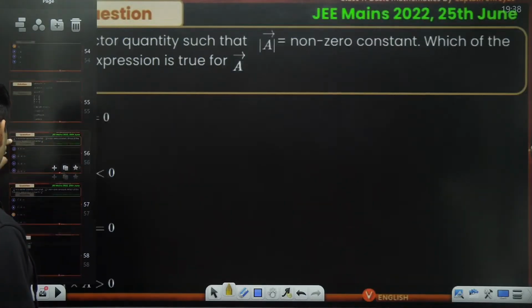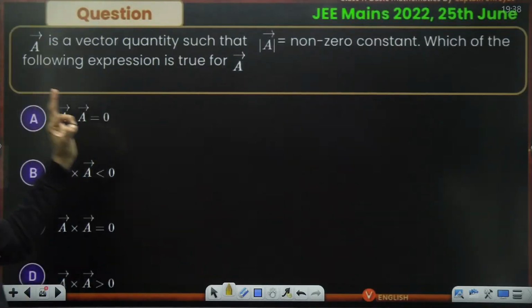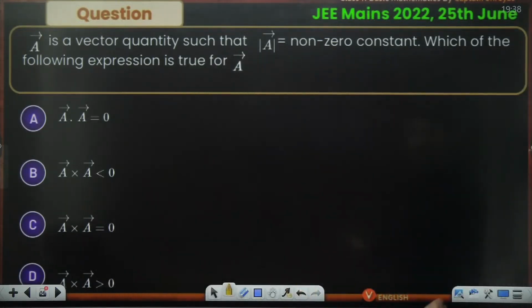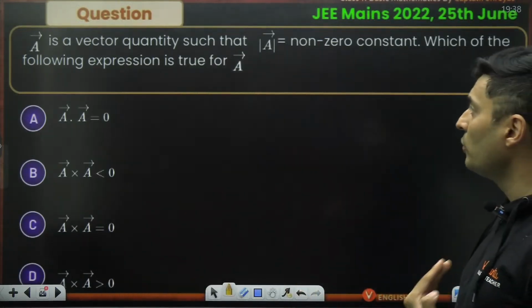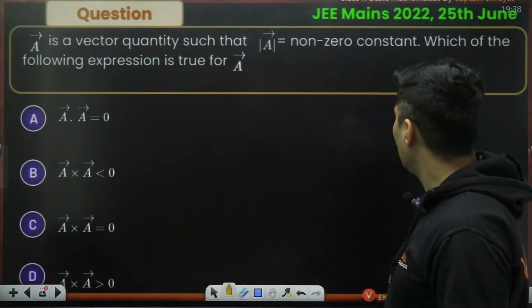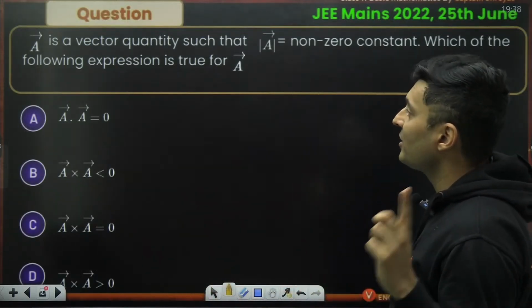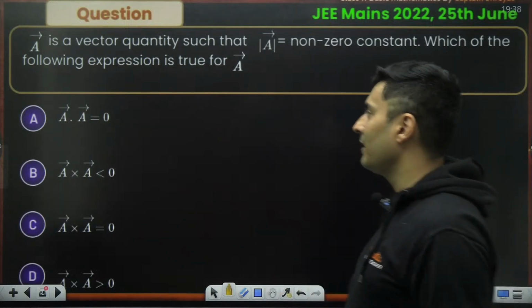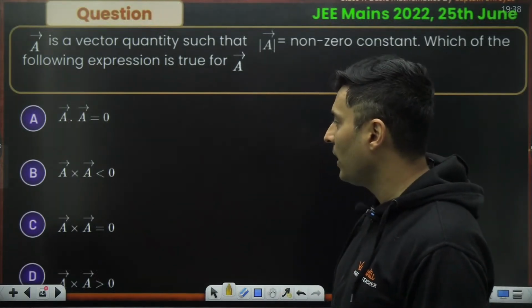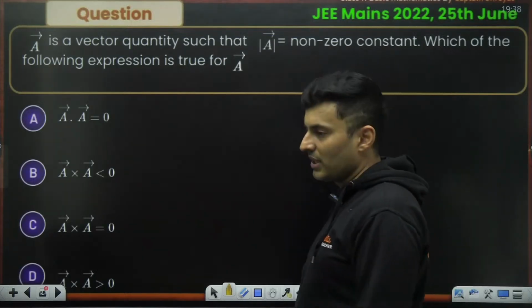Next question coming up on your screen. A vector quantity says that A magnitude is non-zero constant. Which of the following expression is true for A? A magnitude is not 0. So which of the following is true for the vector A? A dot A is 0 always. A cross A is less than 0. A cross A is 0. A cross A is more than 0.